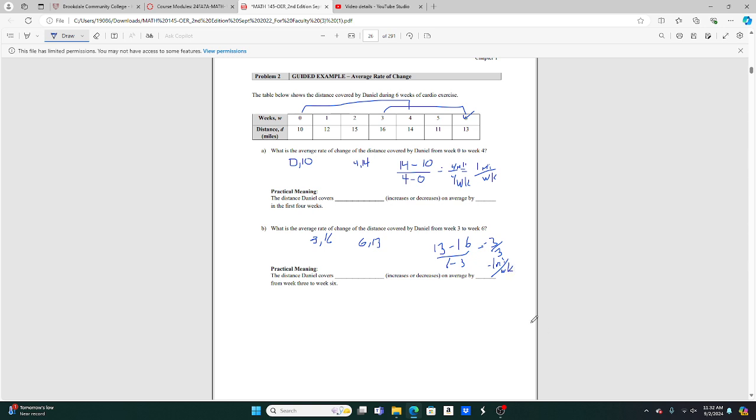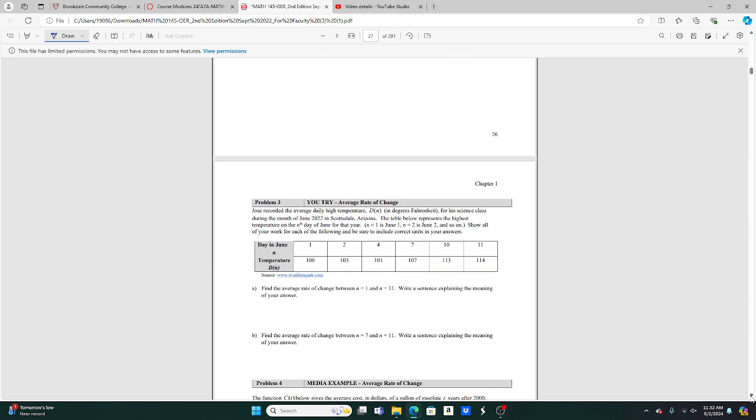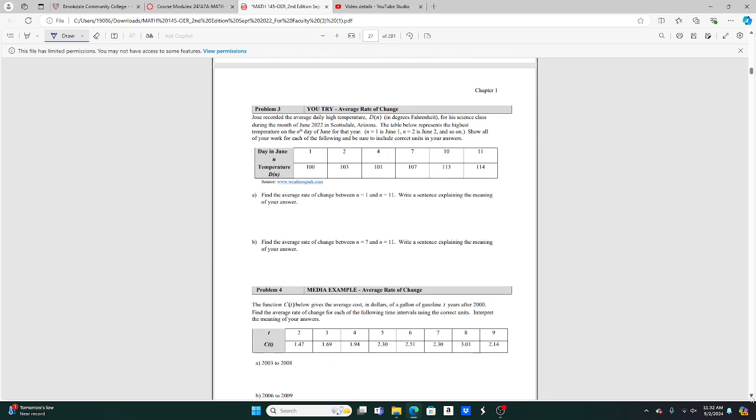This time the distance covered is going down. Maybe Daniel suffered an injury. The distance covered decreases on average by 1 mile per week from weeks 3 to week 6. So we see a decrease in the amount that's covered. Maybe he got an injury. Maybe he's just tired of working out. Who knows? So that takes a look at our average rate of change. Let's take a look here at the average rate of change.